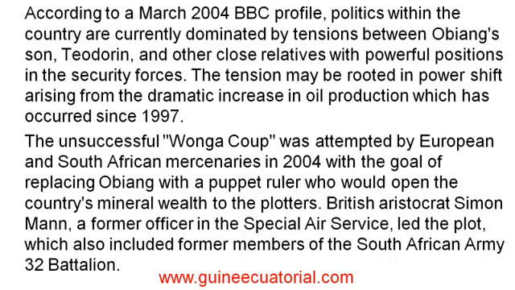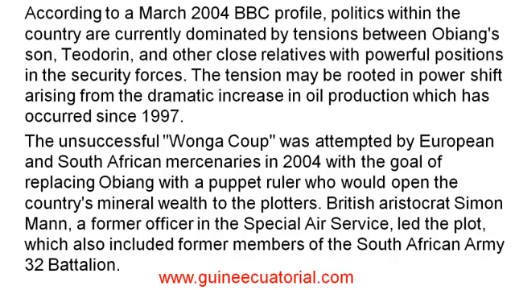According to a March 2004 BBC profile, politics within the country are currently dominated by tensions between Obang's son, Teodorin, and other close relatives with powerful positions in the security forces. The tension may be rooted in power shift arising from the dramatic increase in oil production which has occurred since 1997. The unsuccessful Wonga coup was attempted by European and South African mercenaries in 2004 with the goal of replacing Obang with a puppet ruler who would open the country's mineral wealth to the plotters.